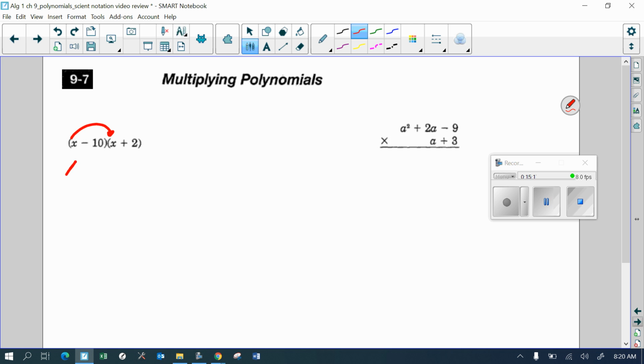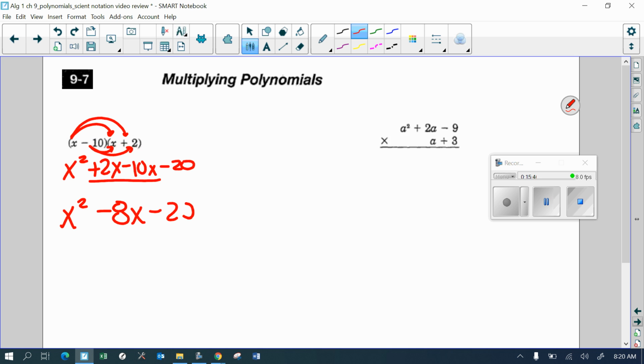So x times x, x squared. X times 2, 2x. Negative 10 times x, negative 10x. And negative 10 times negative 2 is negative 20. Then I have to combine like terms. X squared minus 8x, 2 minus 10 is negative 8x, and minus 20. There's my answer.